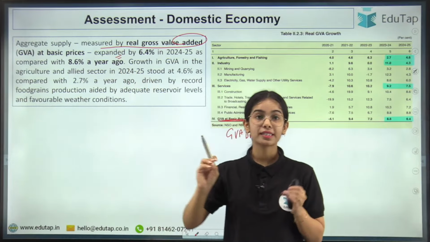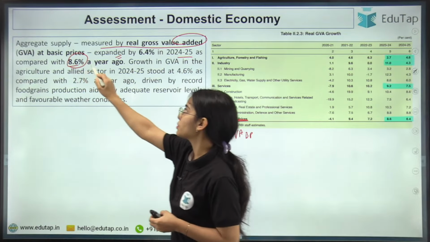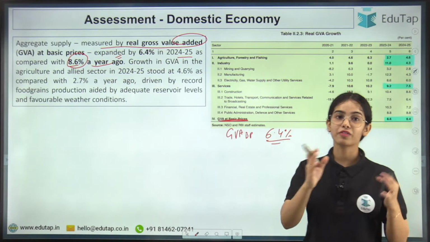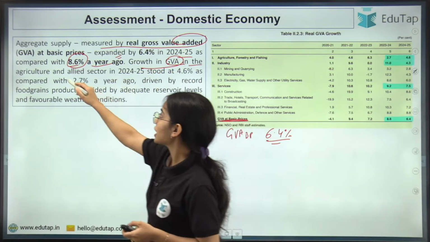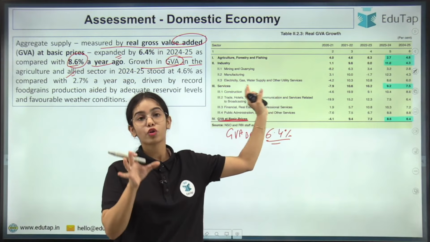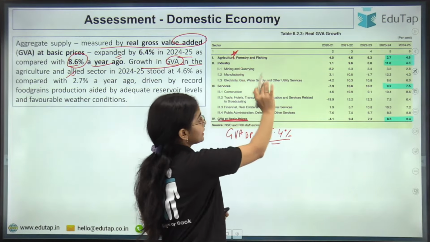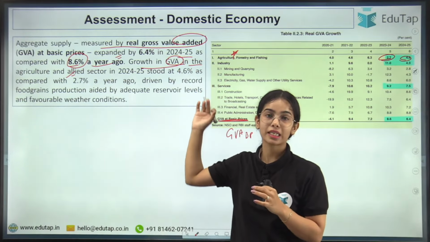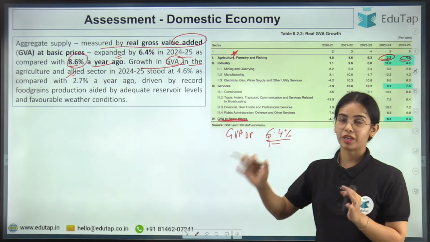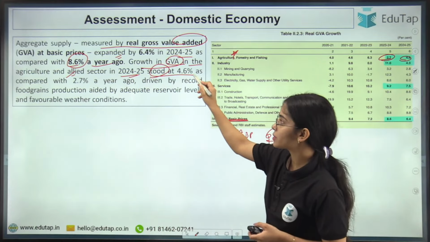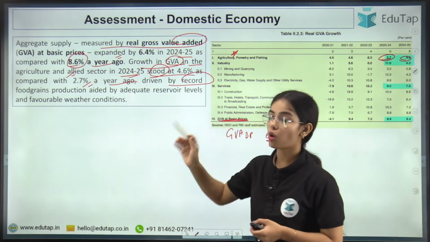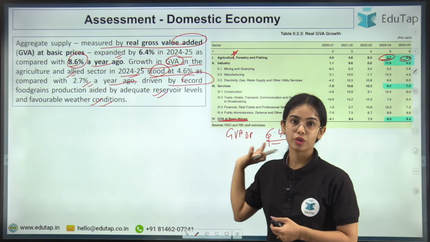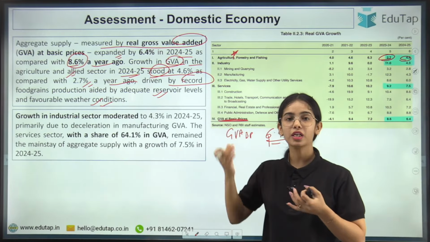So this has expanded by 6.4% in 2024-25 as compared with 8.6% a year ago. You can see that GVA at basic prices has grown by 6.4%, but this growth is lower than the growth achieved in 2023-24. The agriculture and allied sector was able to grow faster and showed resilience. It stood at 4.6% in 2024-25 as compared with 2.7% a year ago, driven by record food grains production, aided by adequate reservoir levels and favorable weather conditions. So agricultural growth in our country was quite good.